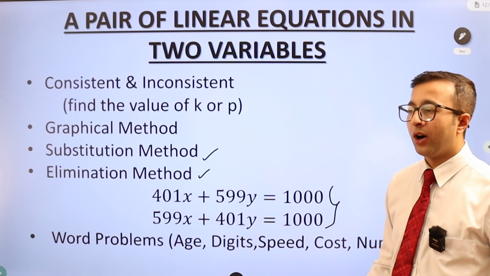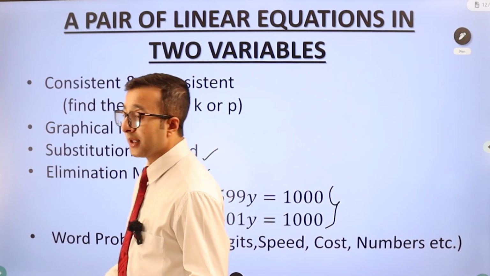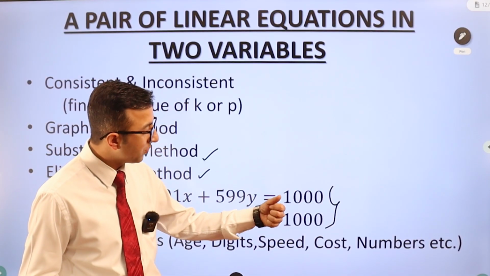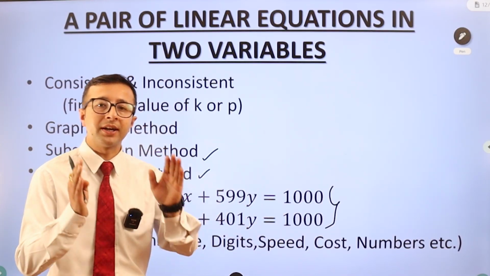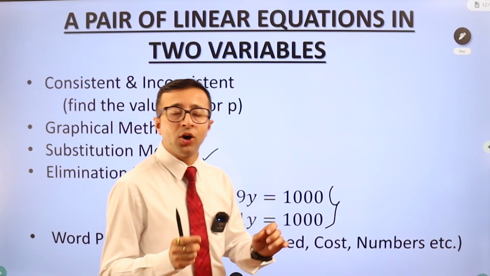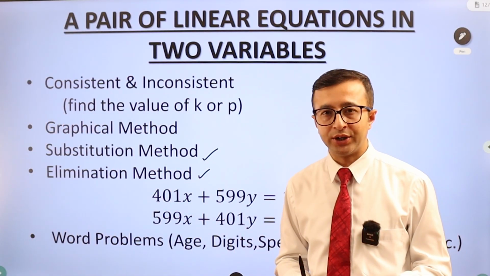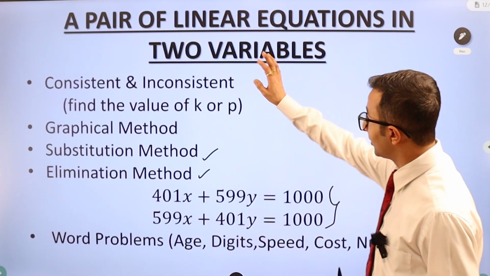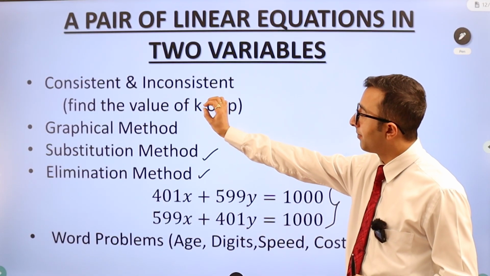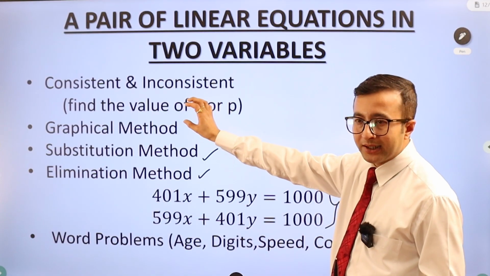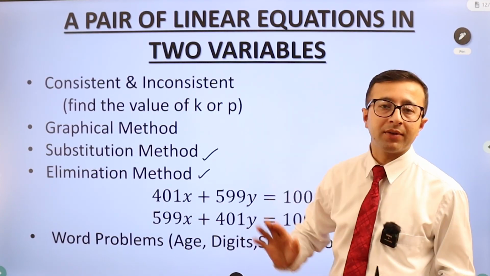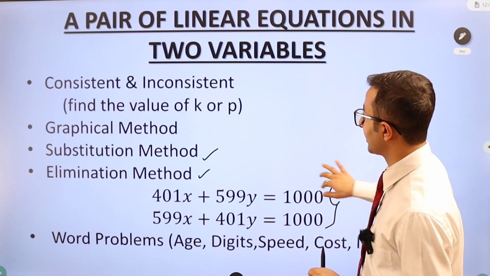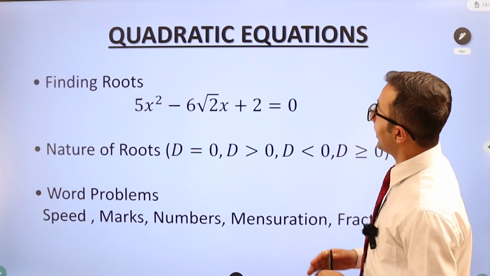Next is word problems. Under word problems, most probably there will be age related problems, digit related problems, speed related problems, and cost and number related problems in the board examination. For a speed problem, only one type of problem may be asked in the board examination. I have already explained such problems. So these are the units, the content that we have from pair of linear equations, under which questions will be asked in the board examination. Next, quadratic equation.